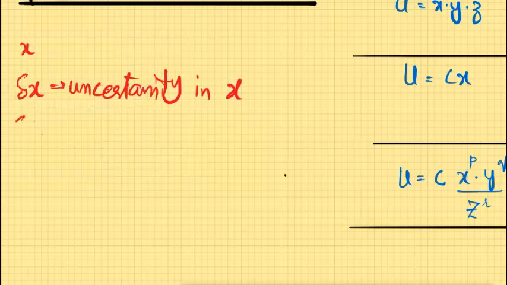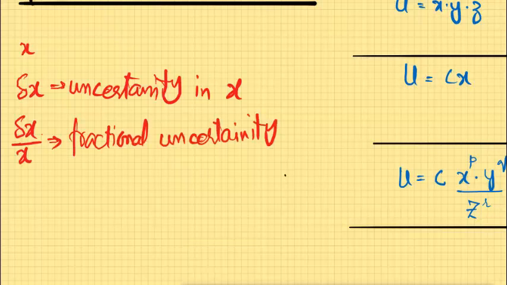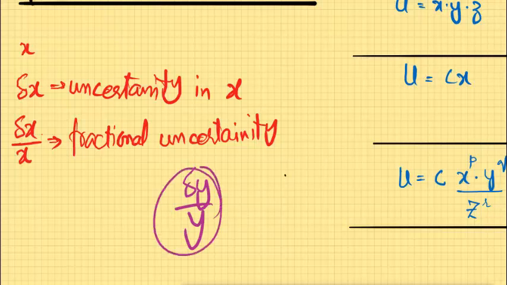Now if I divide the uncertainty by the actual value of X, the thing that I get will be termed the fractional uncertainty. Similarly, if you have been given something like this, I will read it as uncertainty in Y, uncertainty in U, uncertainty in V, uncertainty in P, and so on. But the moment I divide the uncertainty by the actual value, this will be read as the fractional uncertainty. So this whole term will be read as the fractional uncertainty in Y.